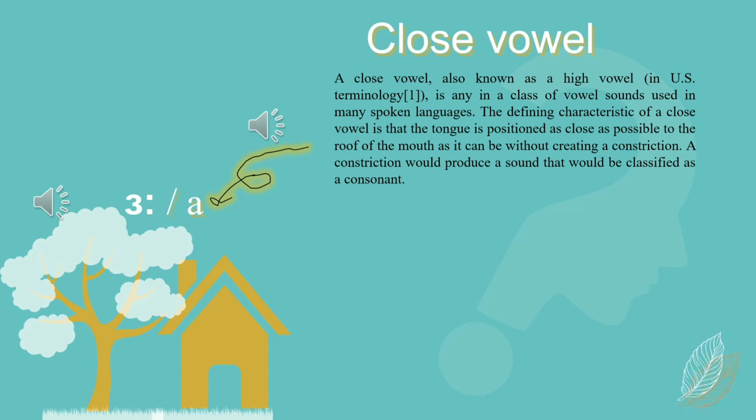Closed vowel. A closed vowel, also known as a high vowel, is used in many spoken languages. The defining characteristic of a closed vowel is that the tongue is positioned as close as possible to the roof of the mouth, as it can be without a constriction. A constriction will produce a sound that will be classified as a consonant. Example of closed vowels: i, u.